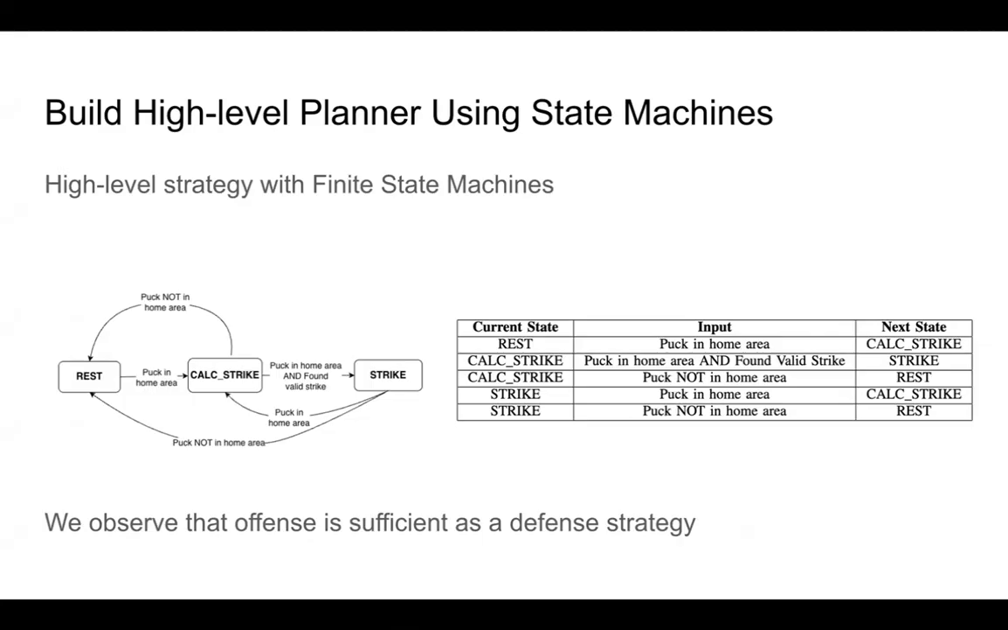In the rest state, if the puck is entering the home area, then we start to calculate the strike trajectory. And if we find a valid strike trajectory, then we start to execute it. Initially, we planned to have a defense state, but we found that offense is often sufficient as a defense strategy.